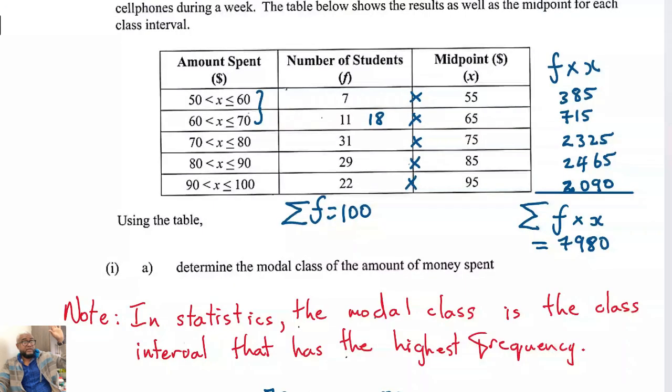All with me? Now, 18 plus 31 is what? 49, right? So we're sure the 50th student is not getting any of these amounts here, because up to 49 is between 50 and 80. So you're sure that child, whoever that 50.5 student is, is not getting anything between 50 and 80.